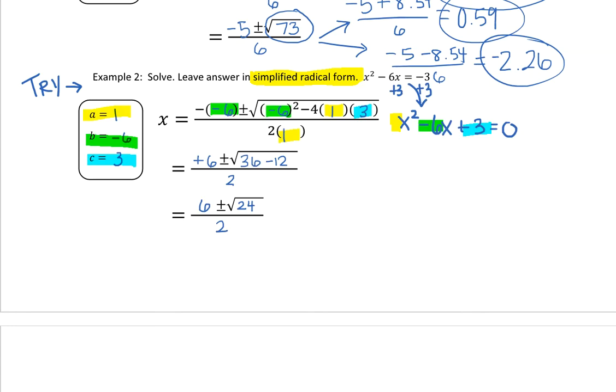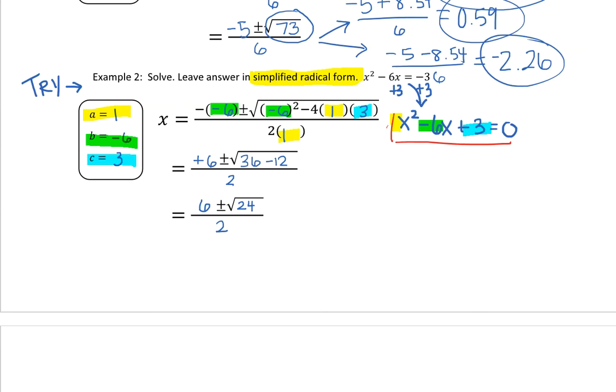Okay, so the first thing you have to do is make sure that it's in standard form by setting it equal to 0. So we needed to add 3 to both sides first. After we add 3, we get this. This is the standard form. Then we can identify A, B, and C. A turns out to be 1. Remember I said if you don't see a number in front of the x or the x squared, then that's a 1. B is -6 and C is +3.